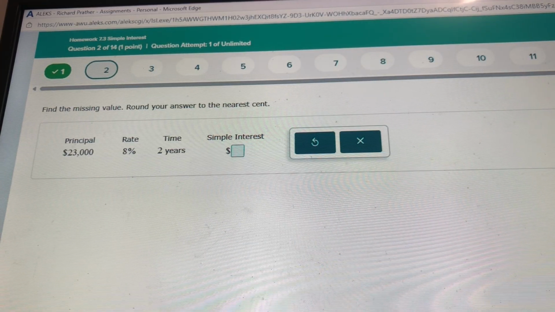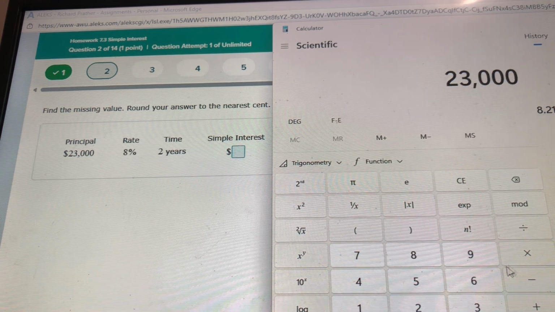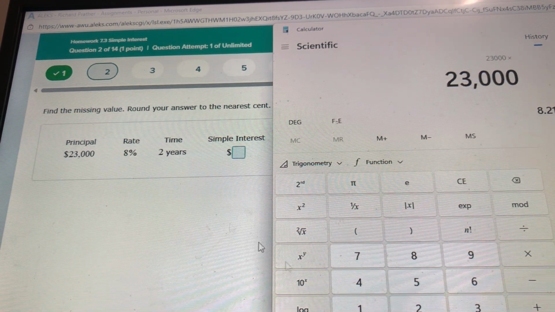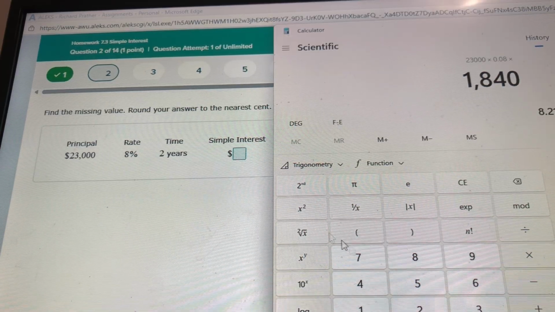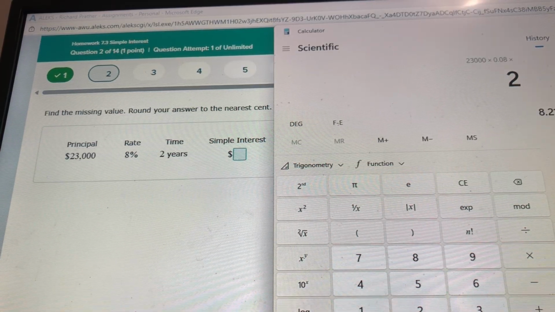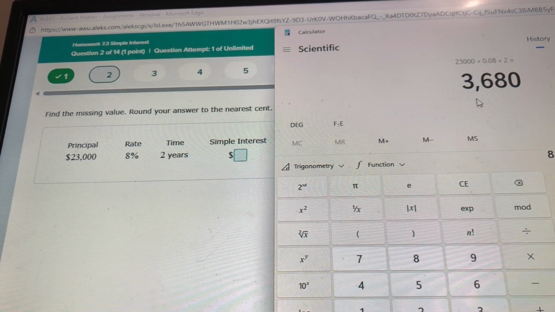Same kind of problem, just different numbers. I'm taking $23,000 and changing 8% to 0.08, and then times the 2 years. So this one's got a slightly higher rate, but it's less time, so that's why you make less money if you're the investor.